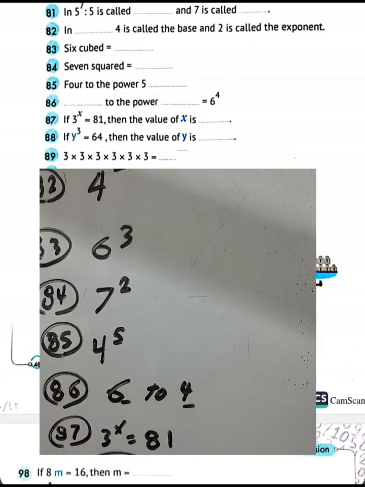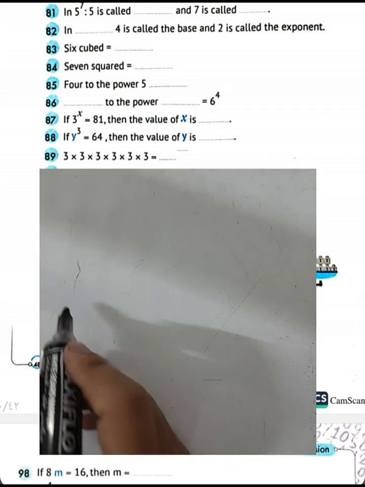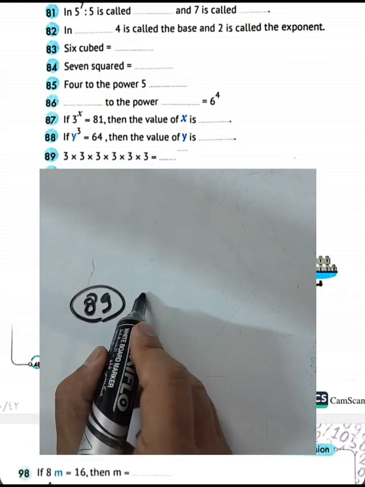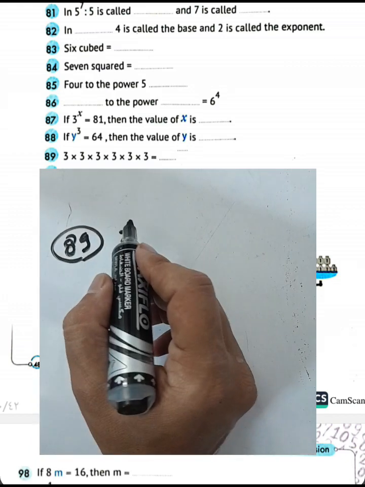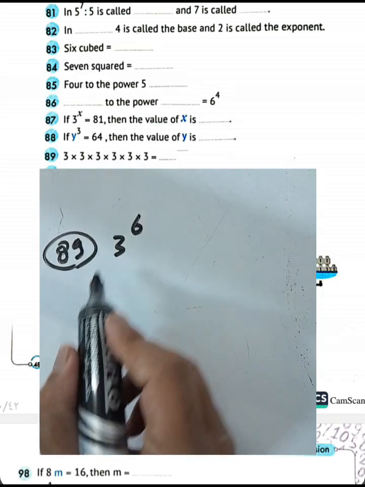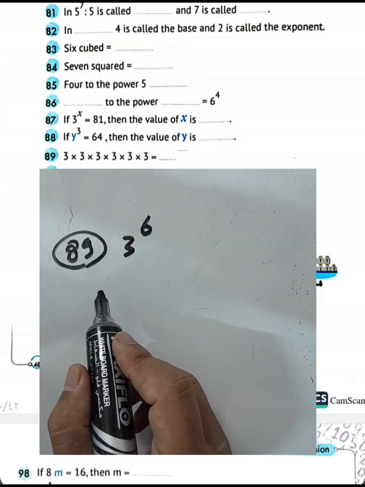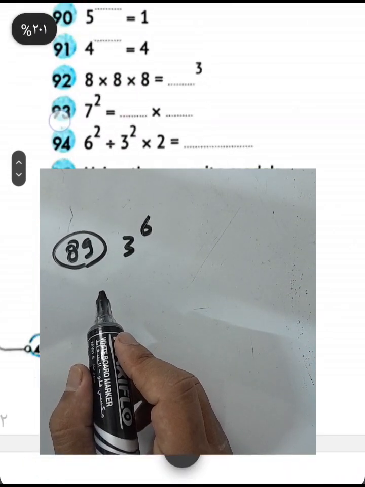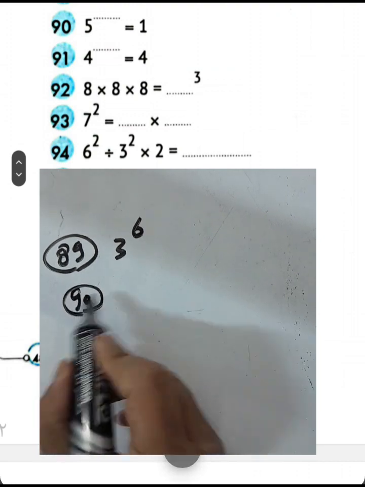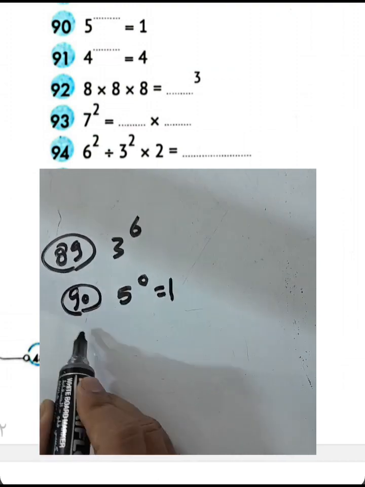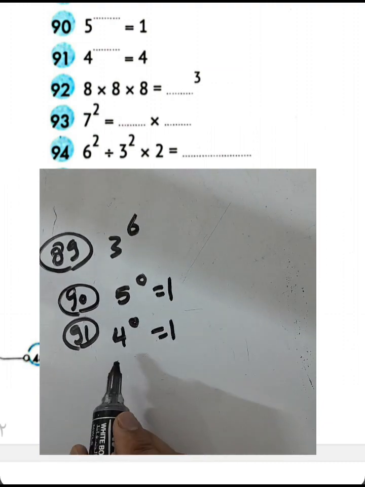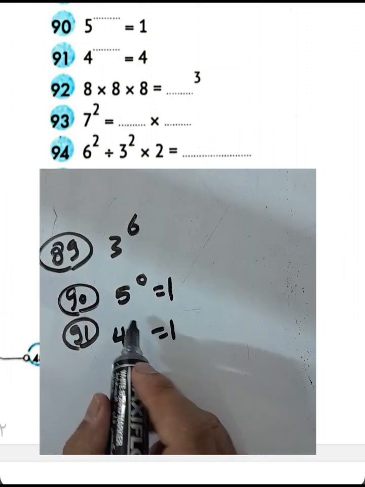Question 89. 3 times itself 6 times is 3 power 6. Question 90. 5 power 0 equals 1. 4 power 0 equals 1. 4 power 1 equals 4.